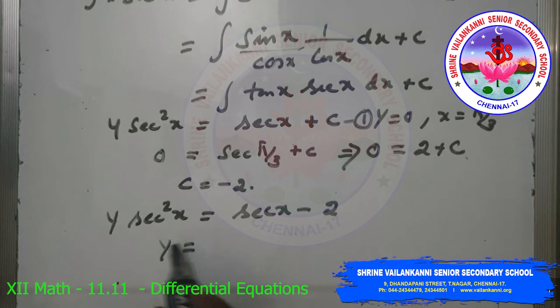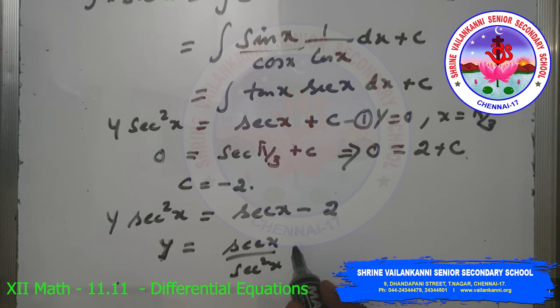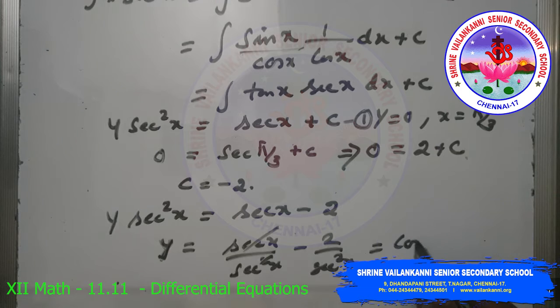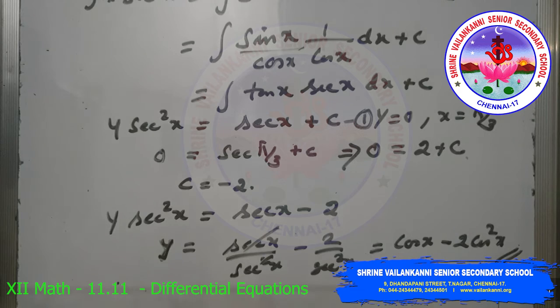So y equals secant x by secant square x minus 2 by secant square x. Cancelling, 1 by secant x is cos x, so y = cos x minus 2 cos square x, which is the required solution.